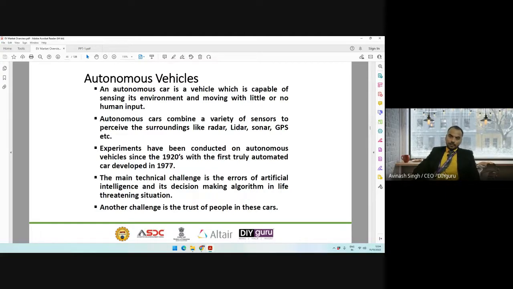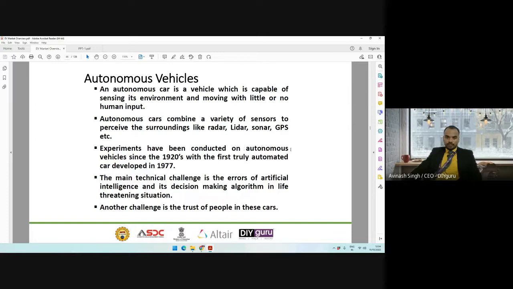See, as far as autonomous vehicles are concerned, we have already discussed the possibility of their introduction in the Indian market, but it's very important for you to understand how an autonomous vehicle works, and what the basic principles of working of an autonomous car are. There are a variety of sensors in autonomous cars, including radar, lidar, sonar, GPS and all, that help the vehicle navigate on the road without a driver.